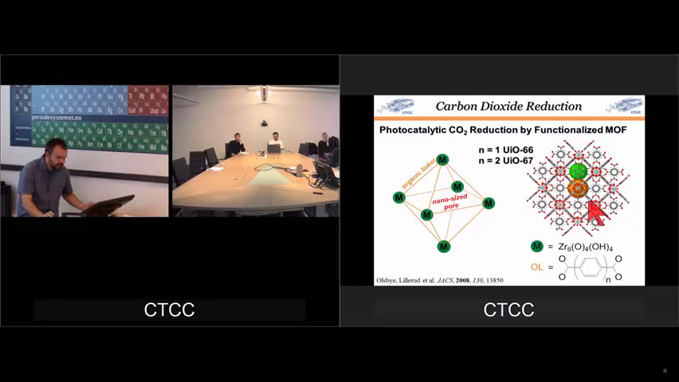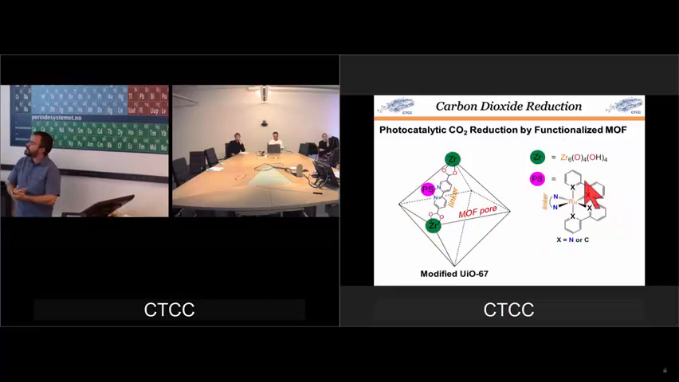So in this representation, you can see the zirconium cluster is this feature here. Here are the linkers. And these orange and green spheres represent the pores. And then, as I said, the UiO-67 grows with one more phenyl, and therefore everything is a bit bigger, one phenyl bigger.